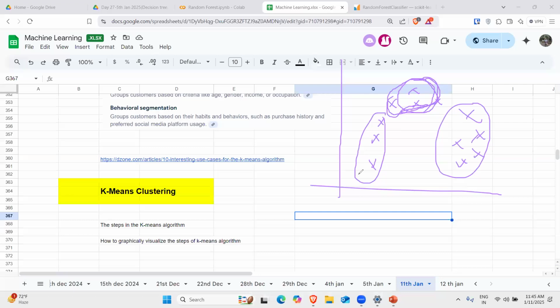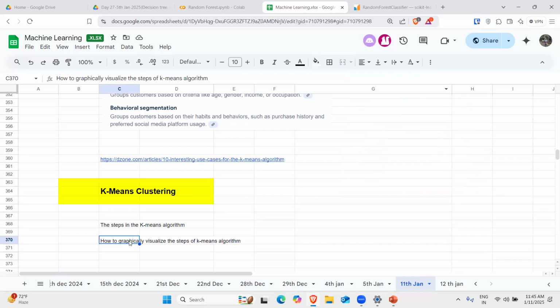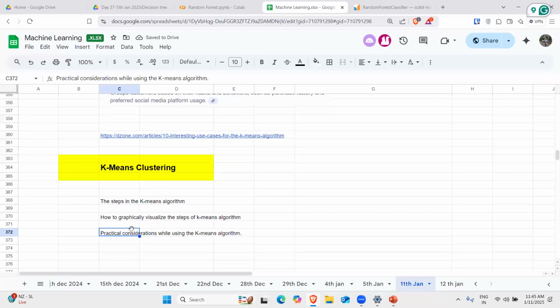So how do you find clusters? These are the steps, right? You don't need to do this manually. An algorithm will help you do that, but we are trying to understand what happens in the back end of your algorithm, right? So how to graphically visualize the steps of the k-means algorithm, and then we are going to see practical considerations while using the k-means algorithm.